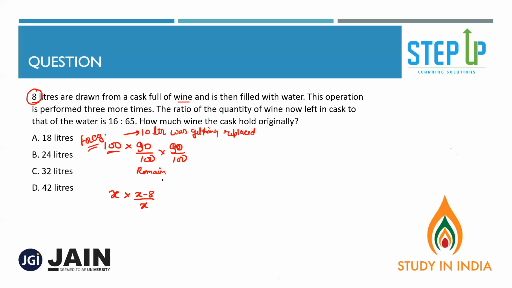This is what we always write for what remains. Right. And now how many times was this process done overall? Once we have done it, and then this operation was repeated 3 more times. So overall 4 times. So shall I write 4 here only? X minus 8 by X to the power 4. Can I write this way? Did you understand so far? Yes. Now, this is the wine quantity, the wine remaining quantity, or the wine quantity in the mixture.